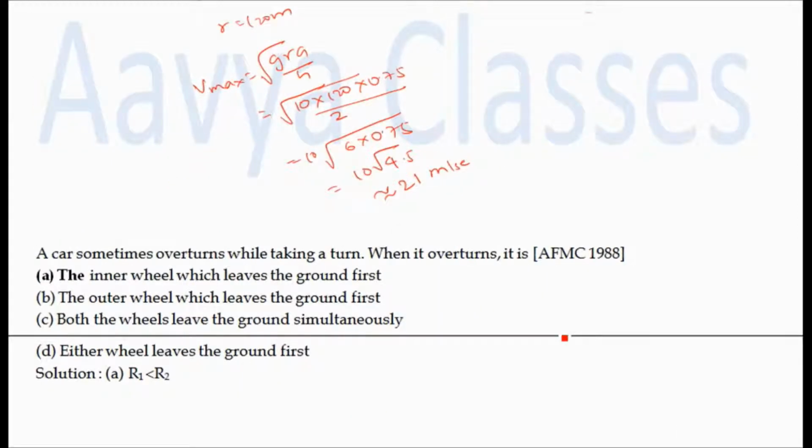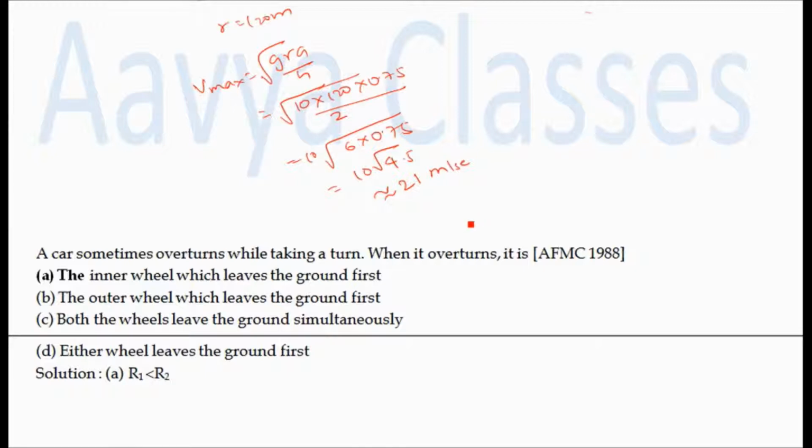Now this is a problem from AFMC 1988. A car sometimes overturns while taking a turn. When it overturns, is it the inner wheel which leaves the ground first, the outer wheel which leaves the ground first, either wheel leaves the ground first, or both the wheels leave the ground simultaneously?